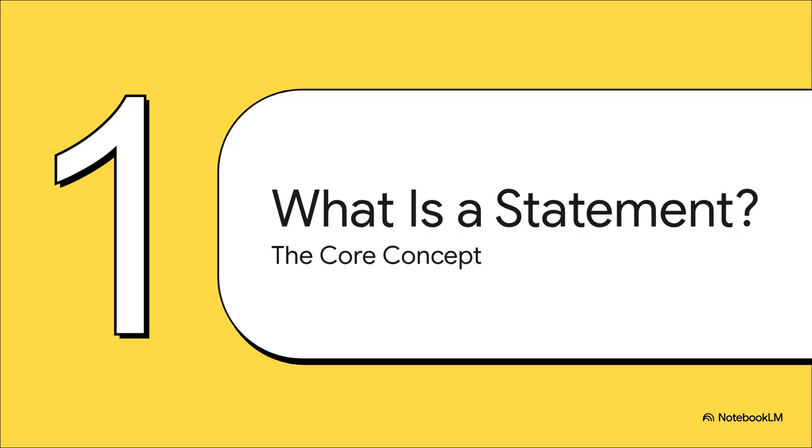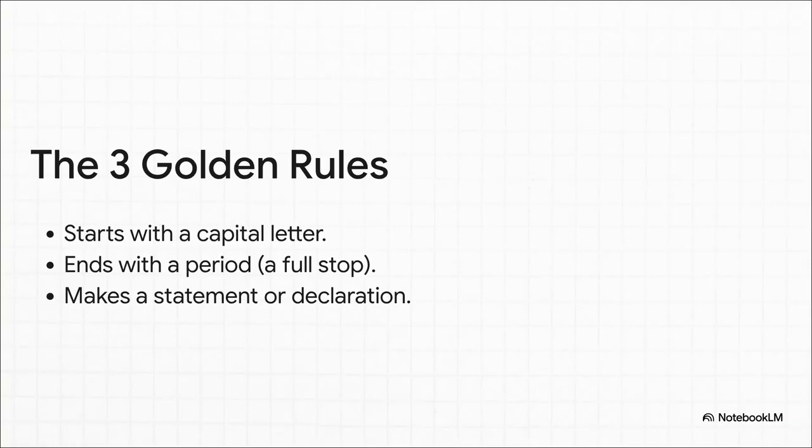But what does it really mean to make a statement? It sounds simple, right? But there are a few key rules that give these sentences all their power and structure. So let's dive in and break them down. It really just comes down to a simple three-part formula. First, it's got to start with a capital letter. Second, it has to end with a period, a full stop. And third, and this is the most important part, the sentence itself has to make a direct statement. That's the whole blueprint, right there.